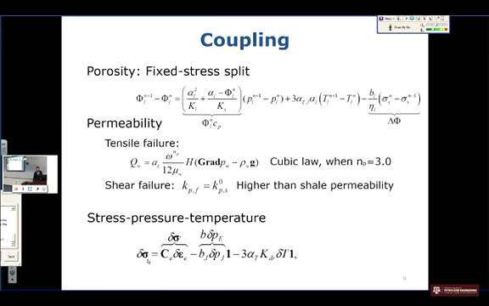For geomechanics, we have the following stress-strain relationship. The total stress sigma is expressed in terms of epsilon, strain, and pressure and temperature. The first term is also called effective stress. And these two terms come from the flow problem, the flow solution. So flow and geomechanics are coupled to each other.